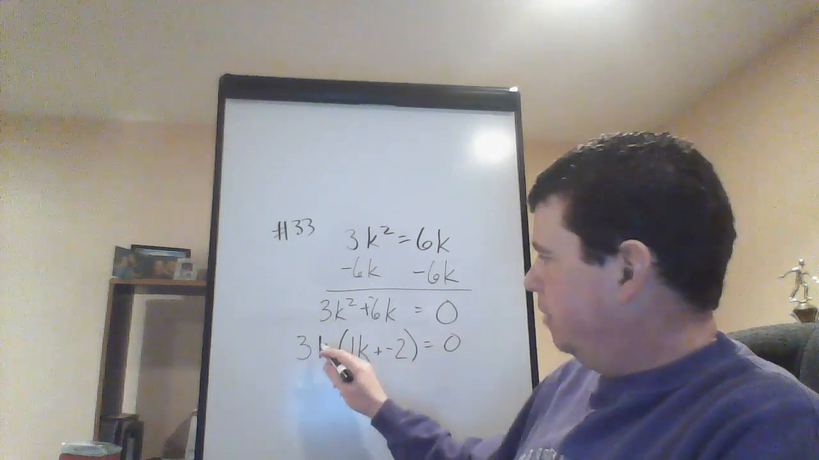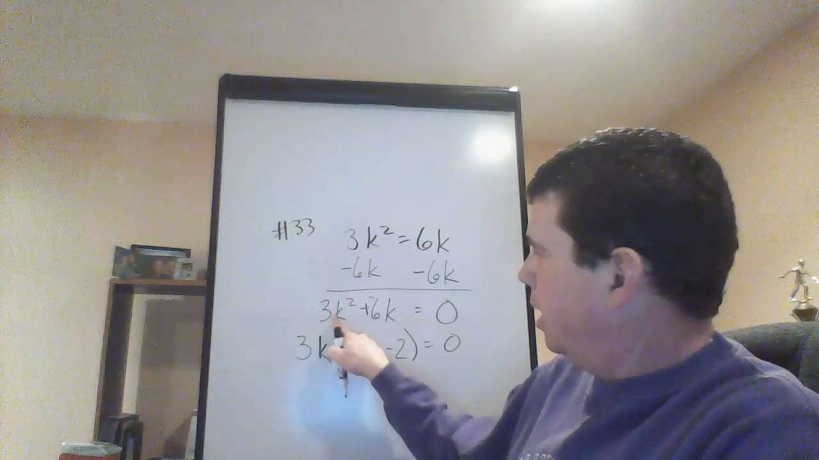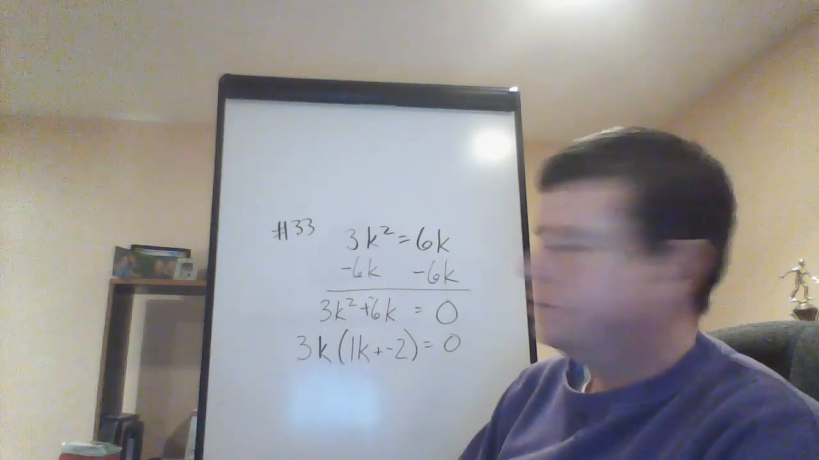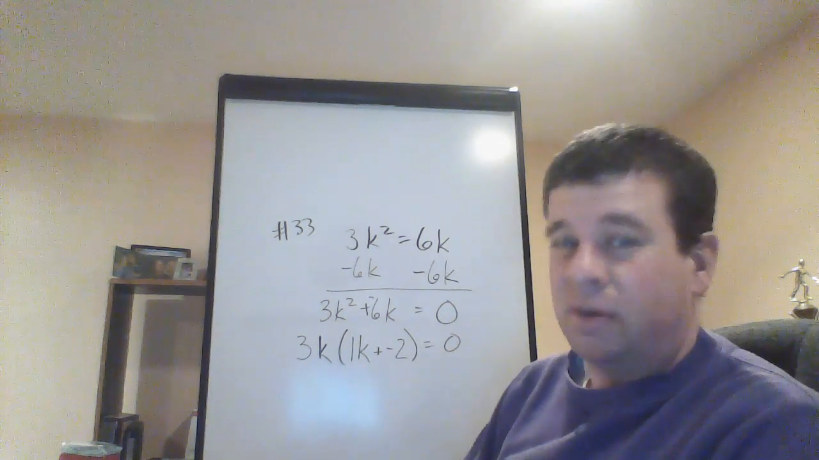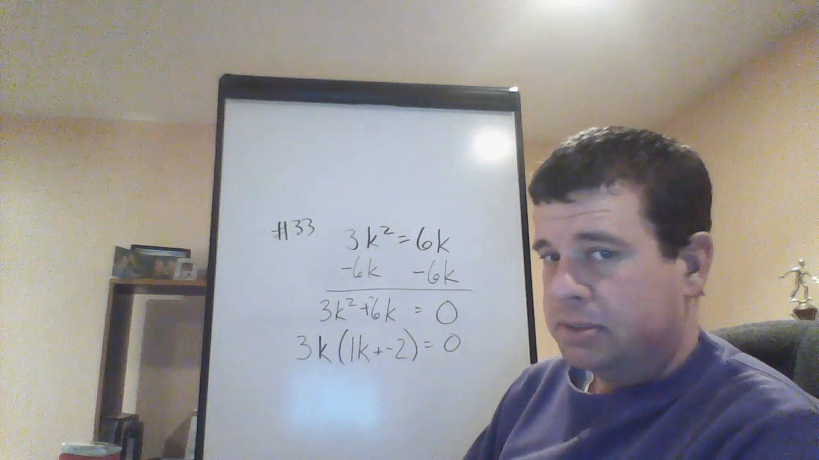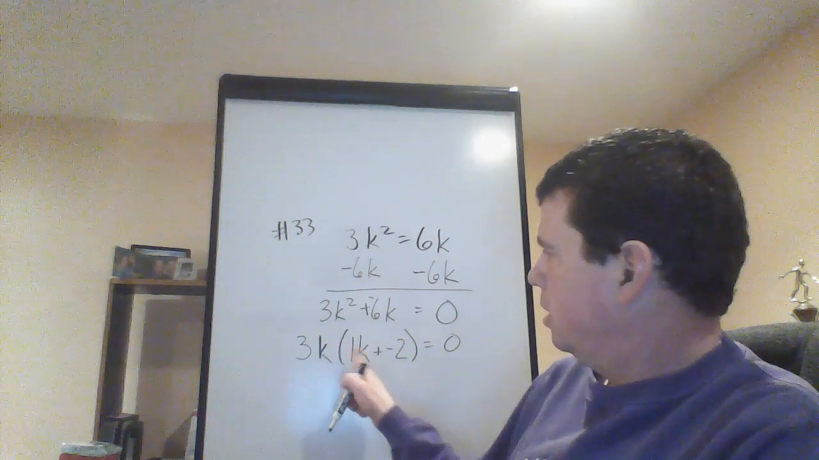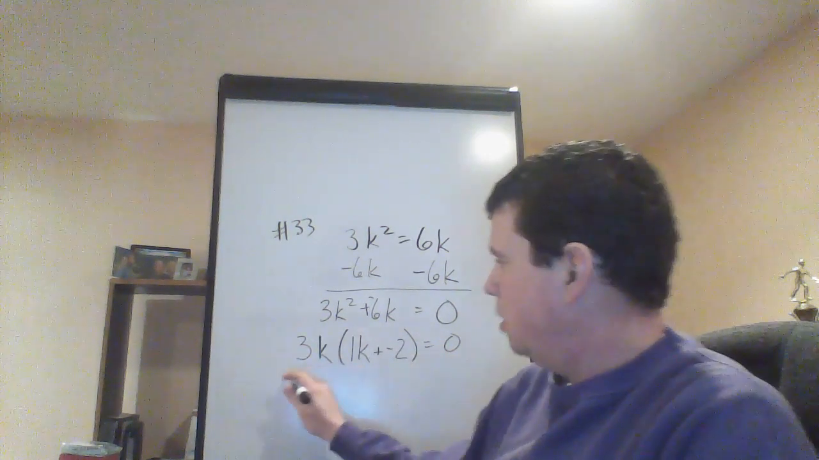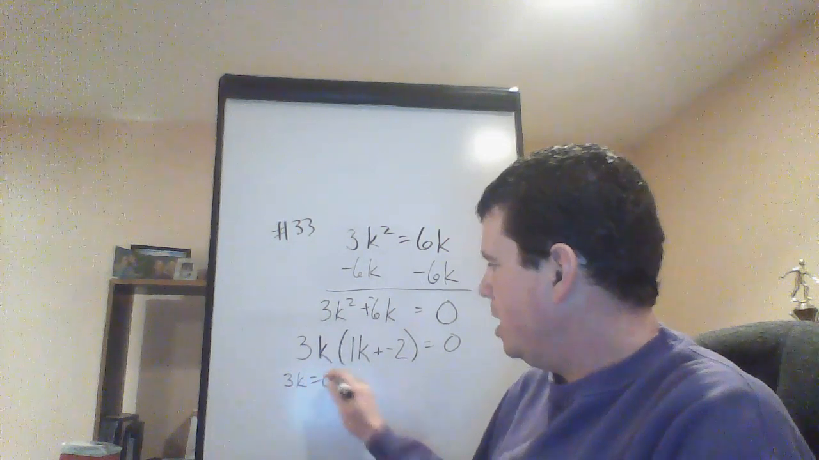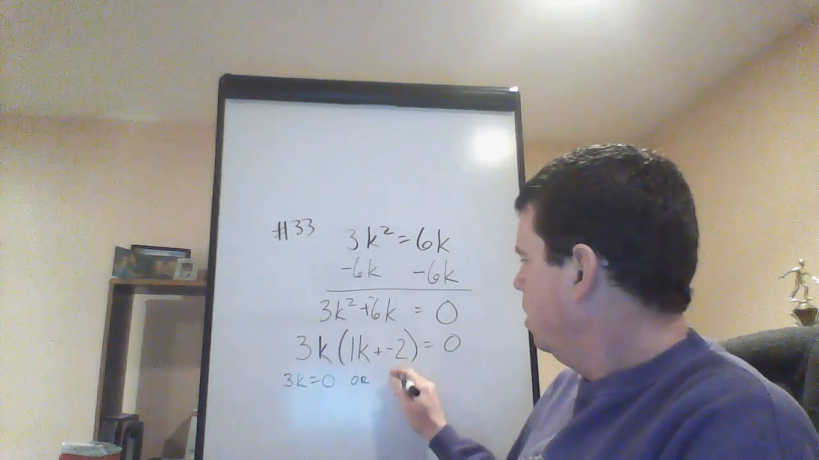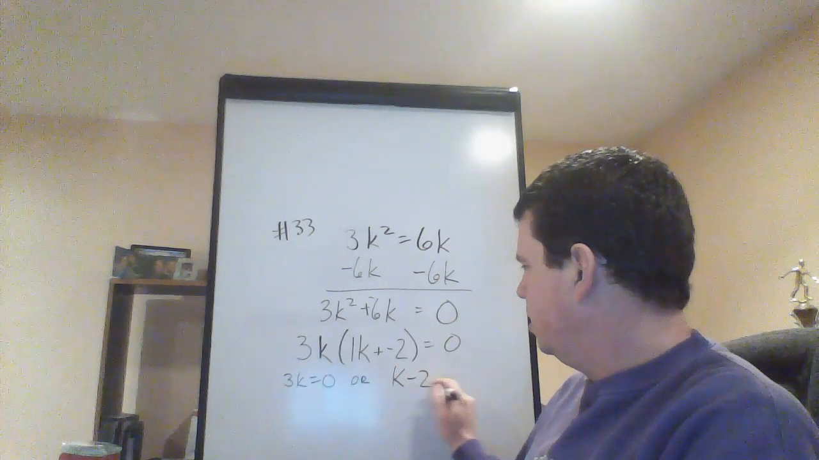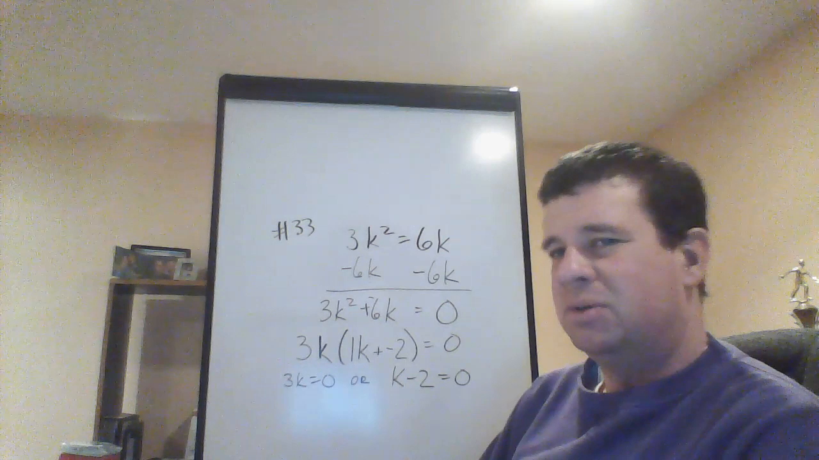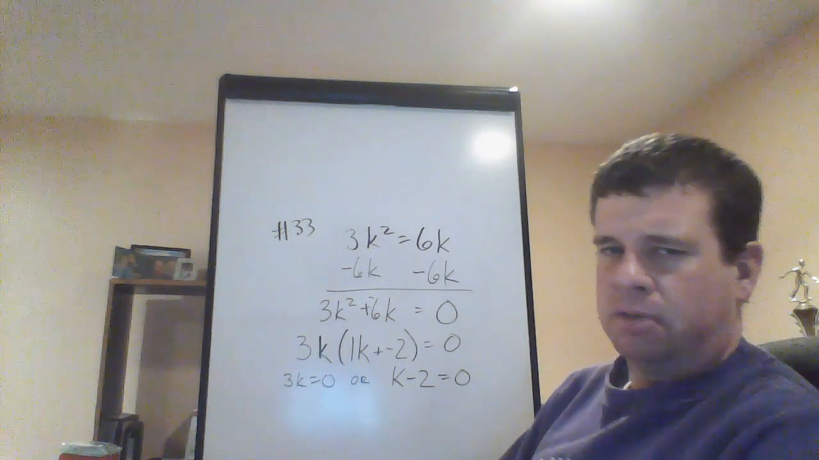And again, I can always check it if I distribute it back through. 3k times 1k gives me 3k squared, and 3k times negative 2 does give me negative 6k. But now I've got it factored and set equal to 0, so I'm ready to use the zero product property, which basically says if I multiply two things and get 0 as an answer, one of those two things has to be 0. So either 3k equals 0, or k minus 2 equals 0. 1k plus negative 2 is the same thing as k minus 2. Just going to make it a little easier to work with.